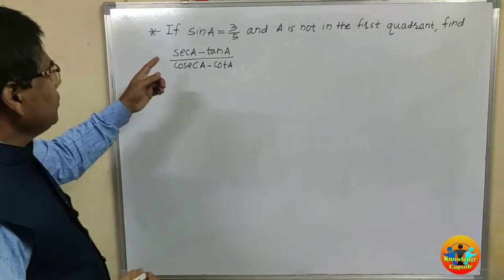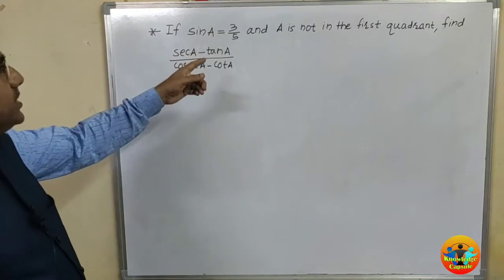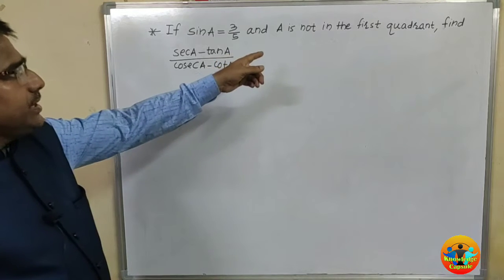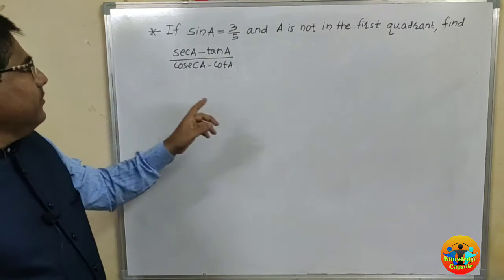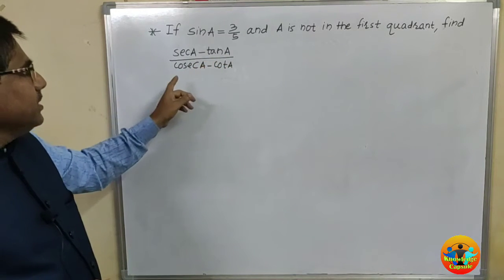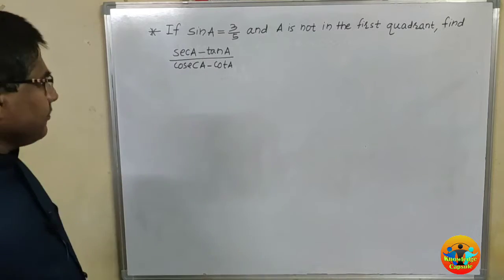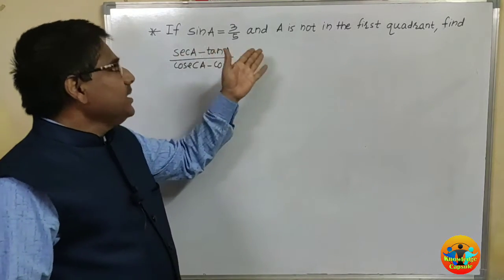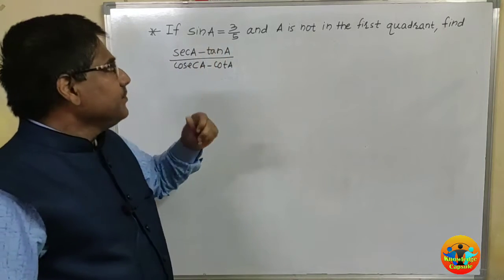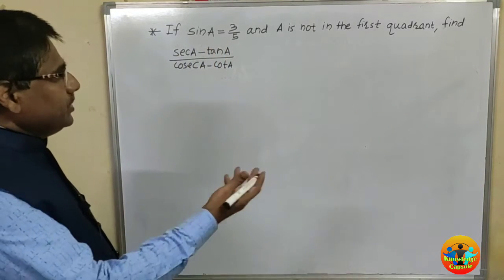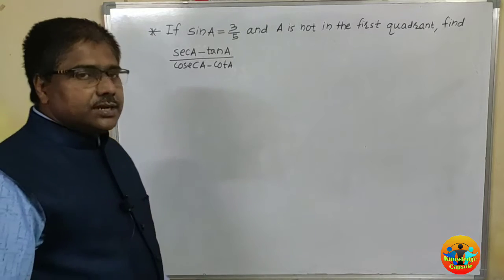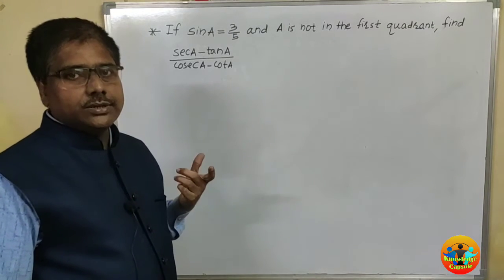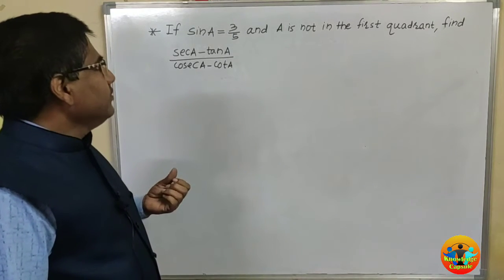The first numerical is, if sin A is equal to 3 by 5 and A is not in the first quadrant, find sec A minus tan A upon cosec A minus cot A. Now what they are saying, A is not in the first quadrant. Therefore, by using the relation sin square theta plus cos square theta is equal to 1, we will first find cos A.